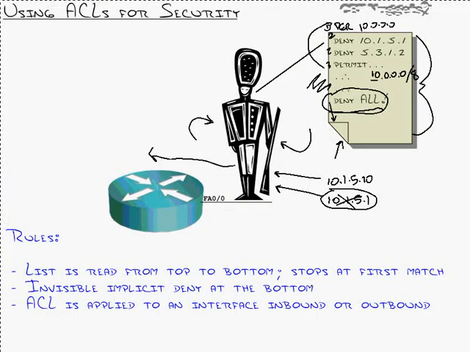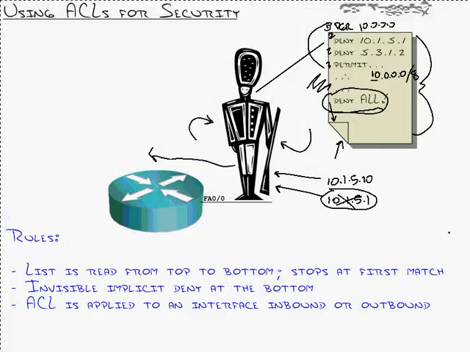So I guess you could state it in a way that says, if you are not explicitly permitted in that access list, and you reach the bottom, you will be denied. There's no question about it. If you make your way all the way down through that list, you're going to hit the invisible deny at the bottom of the list.